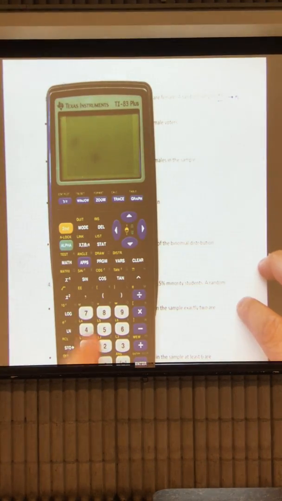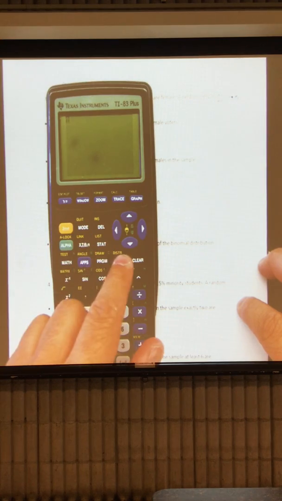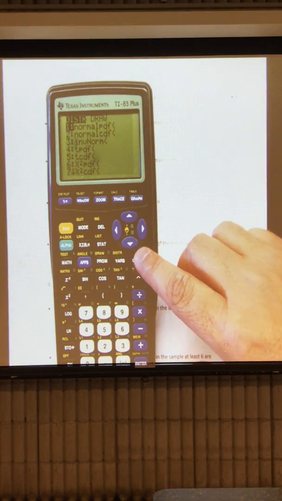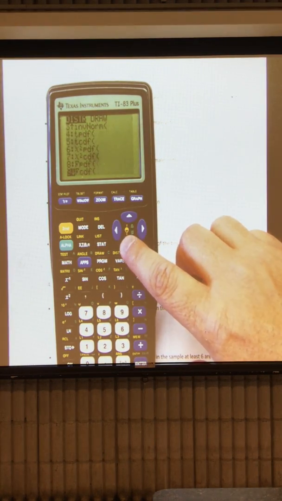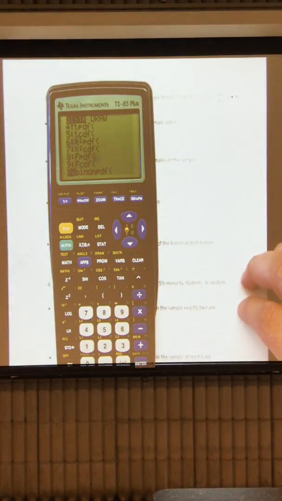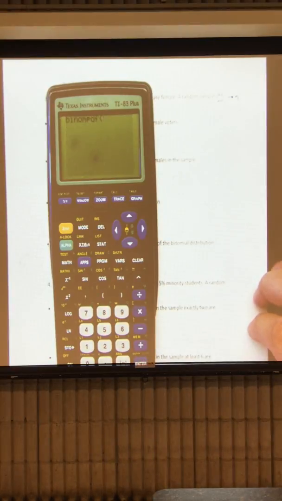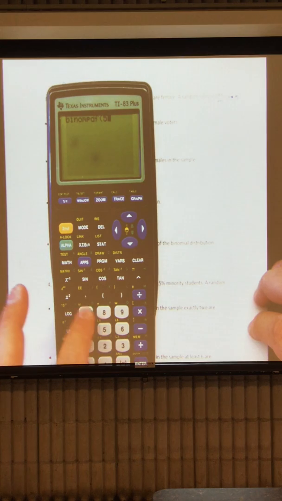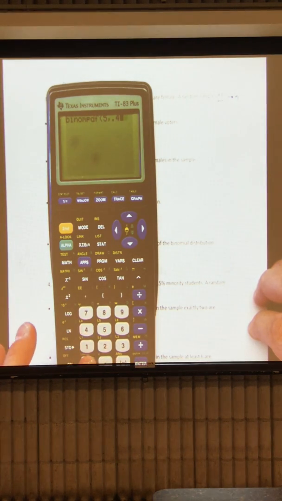So again, we have to go to second variables, and we have to scroll down to 0. And again, if you have TI-84, you have to go to letter A. The correct order will be 5, comma 0.4, comma 2, and you close the parenthesis, and you click enter. So the answer is going to be 0.346 if you use 3 decimals, 0.346.